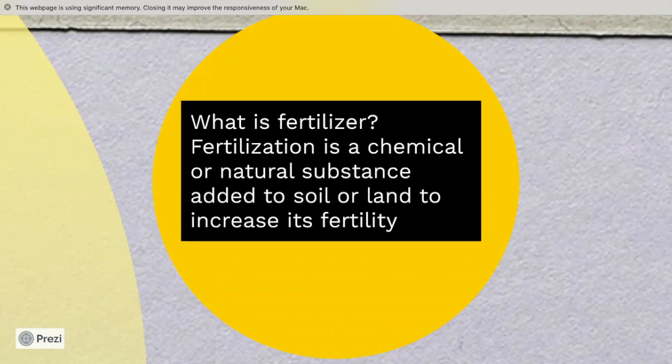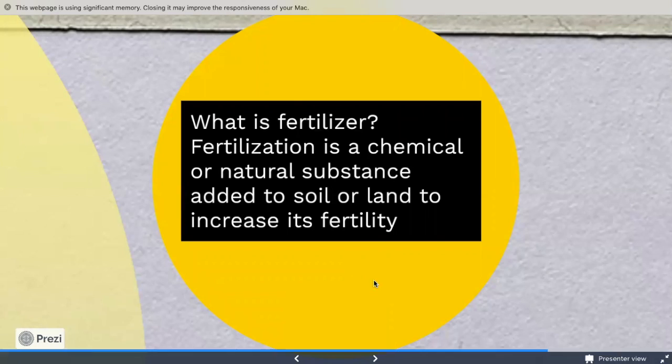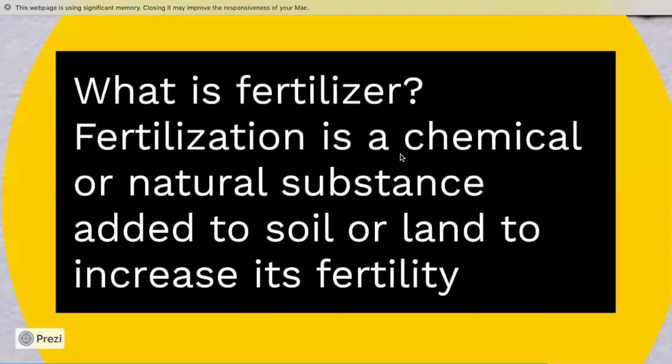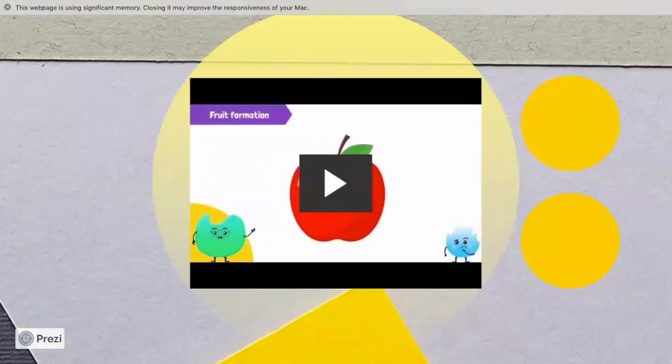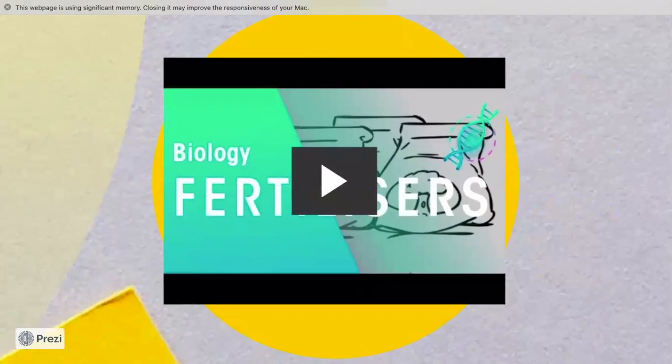Well, let's see. Fertilizer, excuse me, let's change that. Fertilizer is a chemical or natural substance added to soil or to land to increase its fertility, to create a healthy space for the plant to grow best. That is fertilizer. And they have chemical fertilizer and there's natural fertilizer.